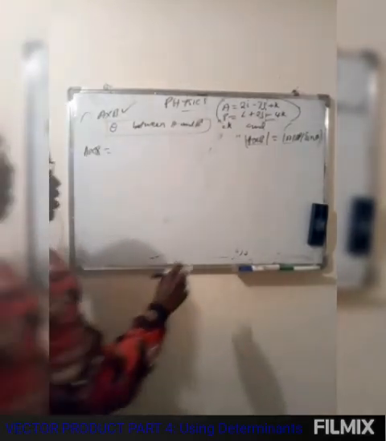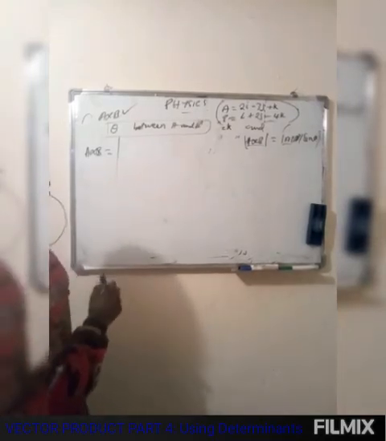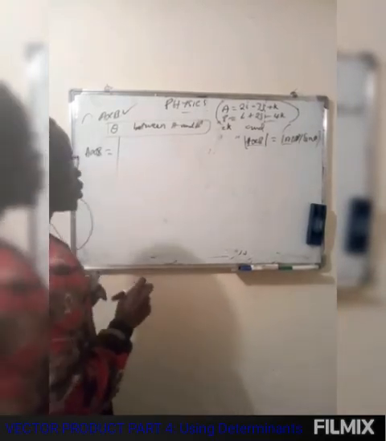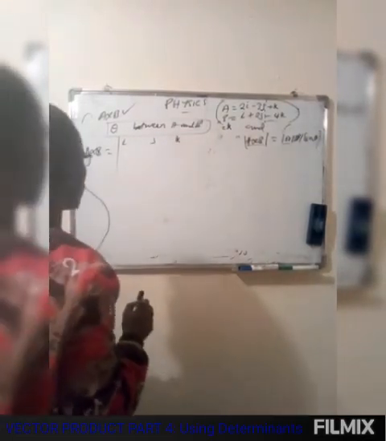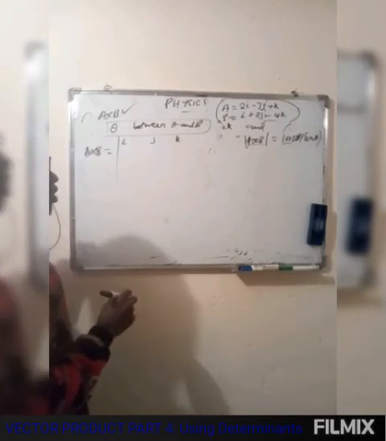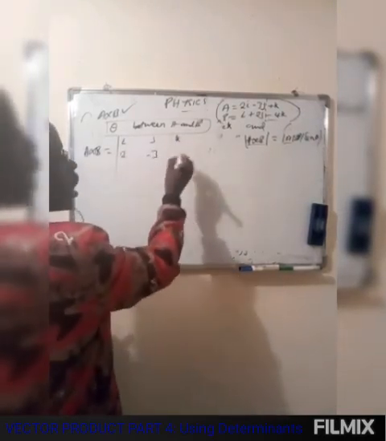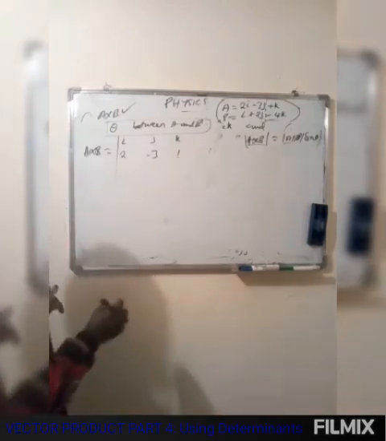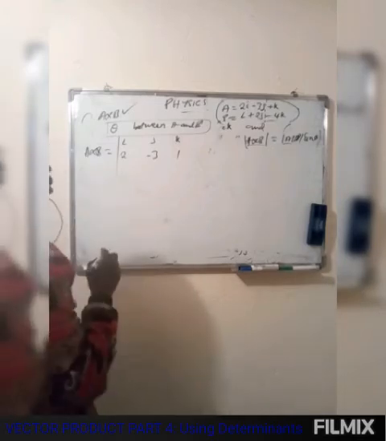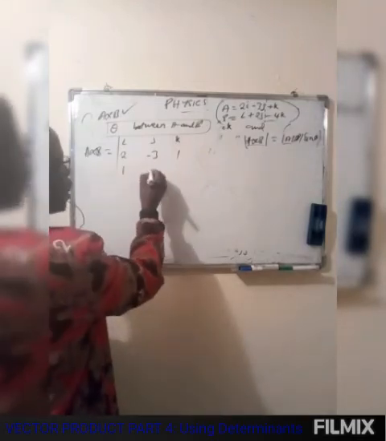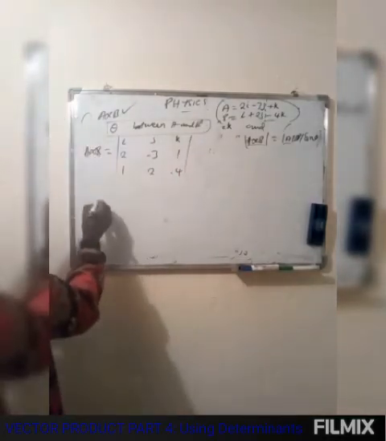So now, here in this case, we just want to get A multiplied by B. So again, in the first row, you're going to have the unit vectors, which is i, j, and k. And then in the second row, you're going to have the coefficients in vector A. So this is 2, and then we have -3, and then we have 1, right? And then in the last row, you're going to have the coefficients in vector B, that is going to be 1, and then you have a 2 and a -4. All right, and then you proceed like this.